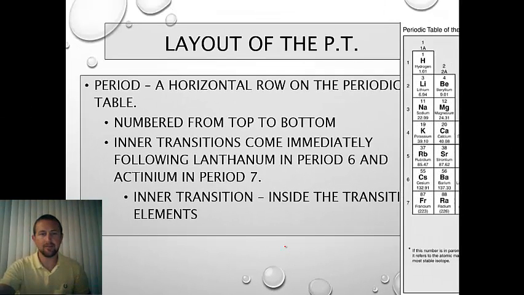We can see that here on the right hand side of our screen, we've got period number 1, 2, 3, 4, 5, 6, and 7. These periods correlate with the energy level of your electrons when we're writing electron configurations.